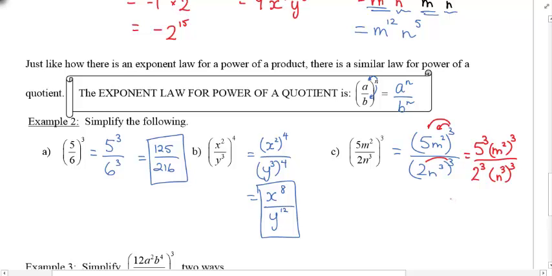And then now we can simplify 5 cubed. That's 125. Here's a power to a power. M to the power of 2, all cubed. 2 times 3, that's 6. So m to the power of 6. On the denominator, 2 cubed is just 8. N cubed cubed, 3 times 3, that's n to the power 9. And that is your final answer.